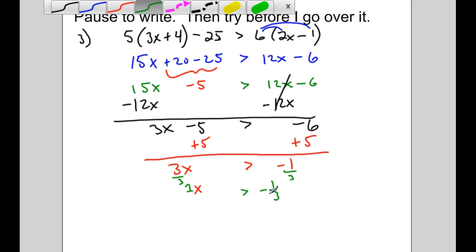Don't say this answer is 3. Okay, so 1x is the same as x. You can say x is greater than negative 1/3. Sorry, that should be 3.